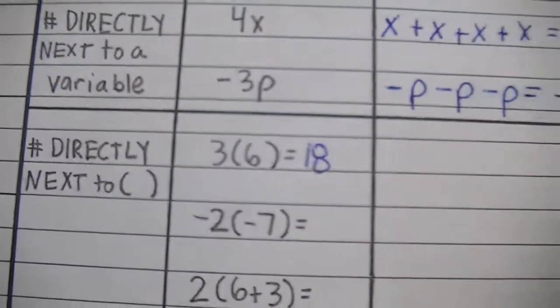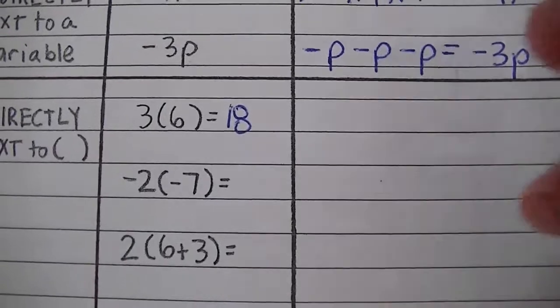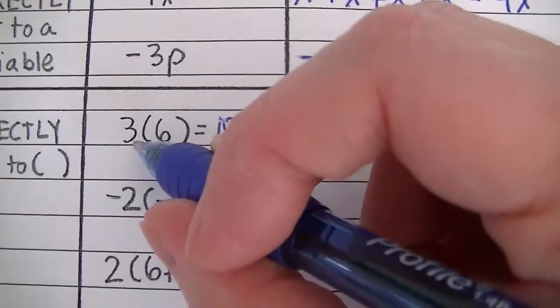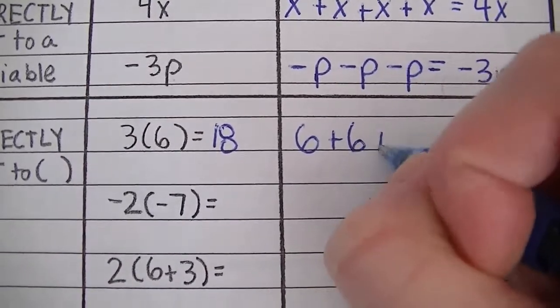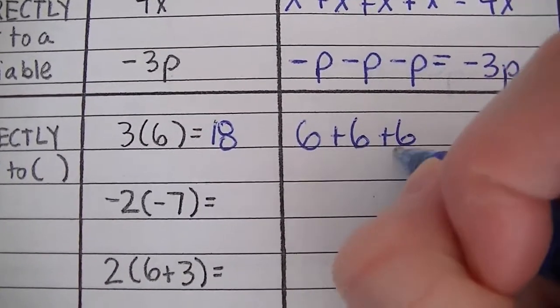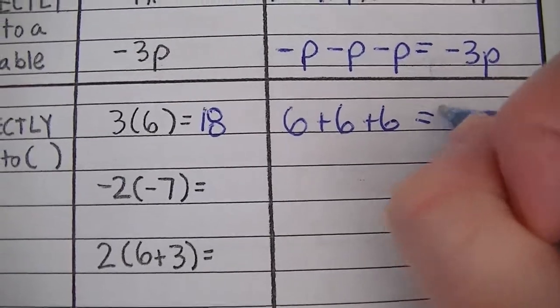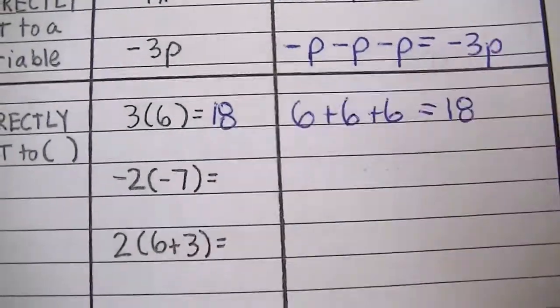So this is what it would look like as repeated addition. And it would be add 3 groups of 6. Okay, 6 plus 6 is 12, plus 6 more gives you 18, which is exactly what we got right there.